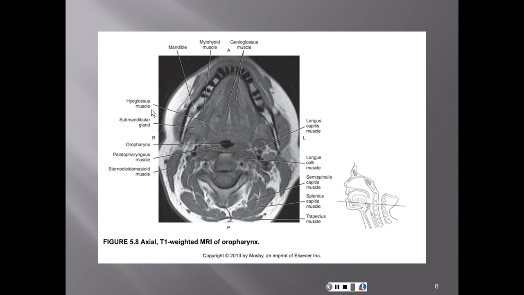When I'm just looking at this page, the hypoglossus muscle, we're going to talk about that. We're going to talk about the submandibular gland. And you know that the submandibular gland is in this region, right there. The sublingual gland is in this region. So this would be submandibular gland right there. The semispinalis capitis muscle, the splenius capitis muscle, and the trapezius muscle. All of these muscles are important posterior muscles of the neck.